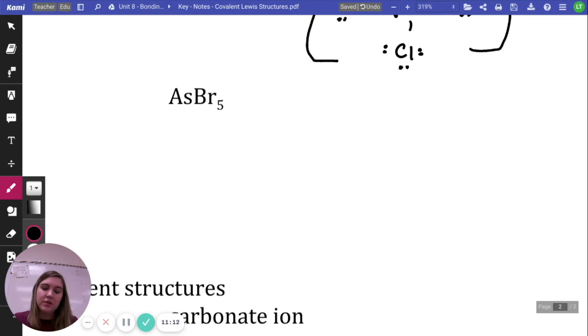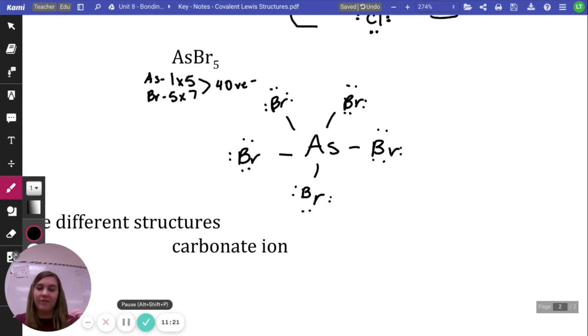Okay, I want you guys to try to do this one right here, AsBr5. So pause the video and try to solve this problem, and then come back to the video when you're ready. Okay, hopefully you completed that problem. I did, and this is what I got as my final Lewis structure for AsBr5.